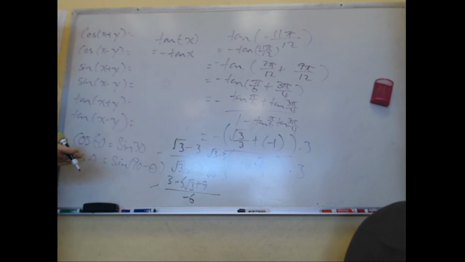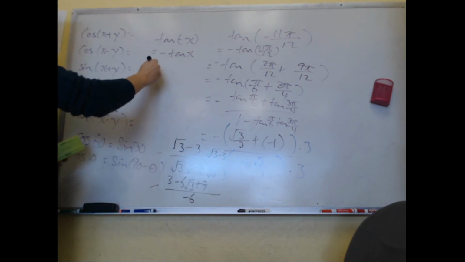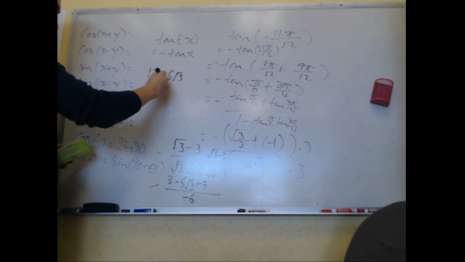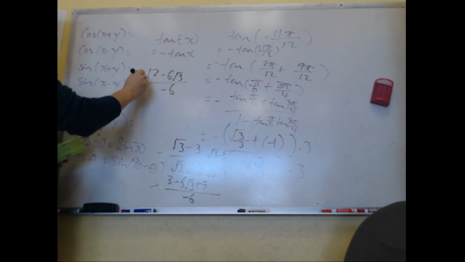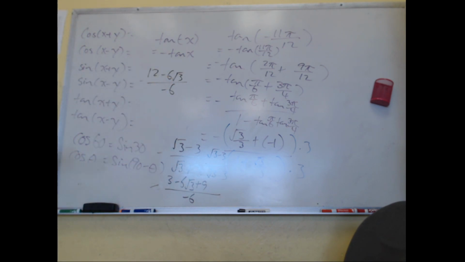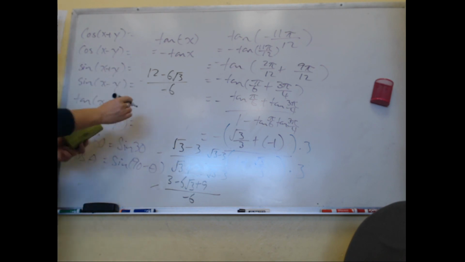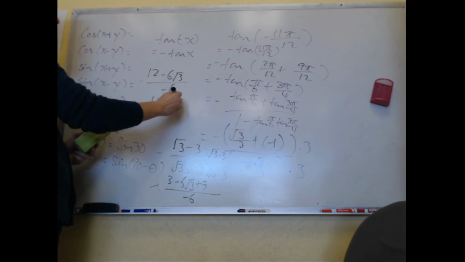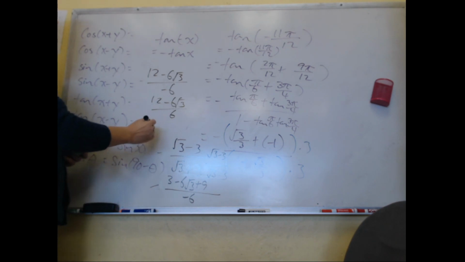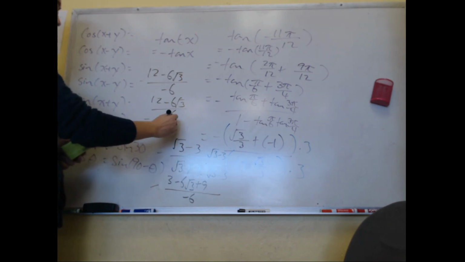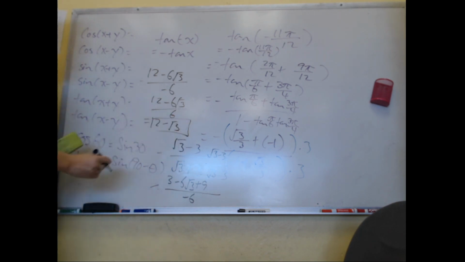So now, what's the final form? 3 plus 9, and that'll be 12 minus 6 root 3 over negative 6. But don't forget, the negative is outside. What's negative times negative? Positive. So we got 12 minus 6 root 3 over 6. And then reduce, so 2 minus root 3. Wow. What do you think? A lot of work, huh? Tedious. It's all doable.